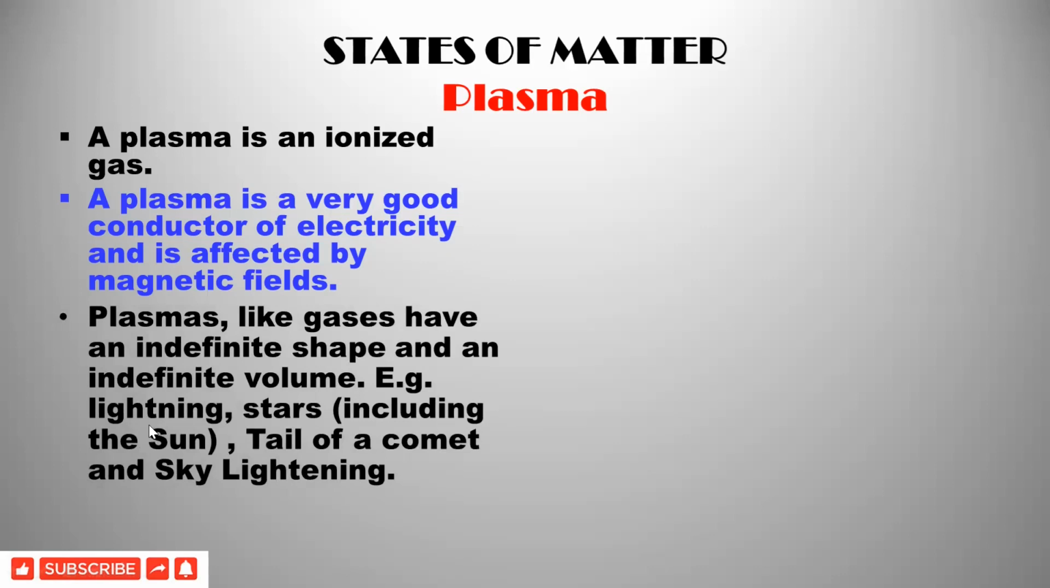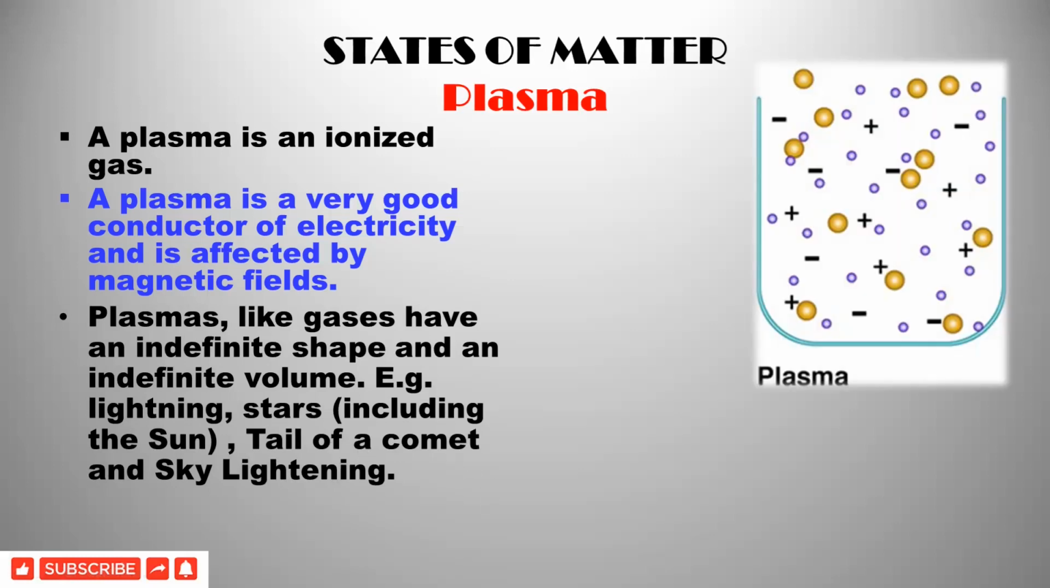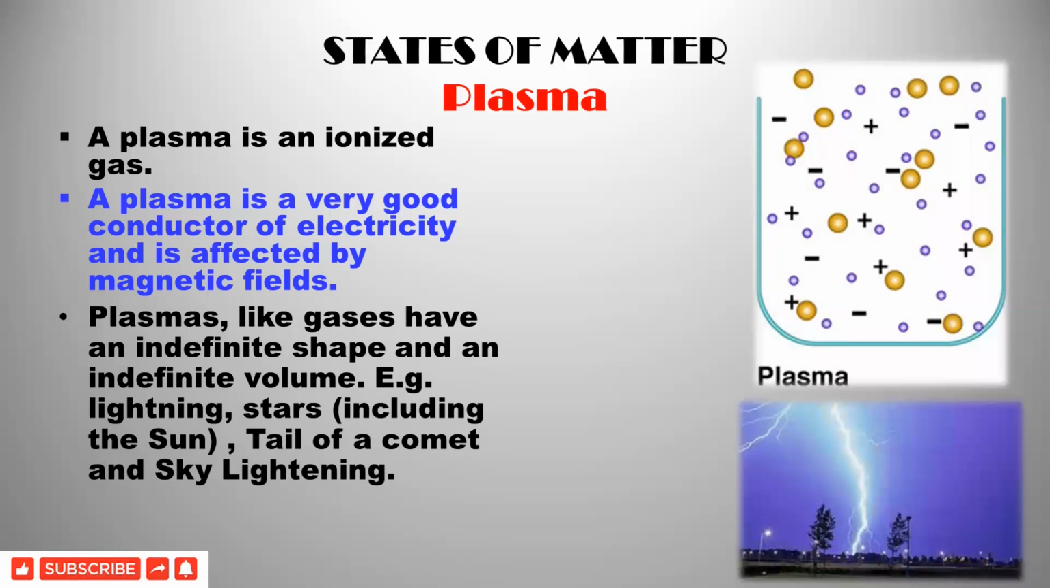For example, lightning, stars, including the sun, the tail of a comet, and sky lightning. We can say that it is a gas which is charged positively and negatively. Like that, you can see this is a thunderstorm and the sky lightning, and here in the sky lightning, this is the plasma inside it.